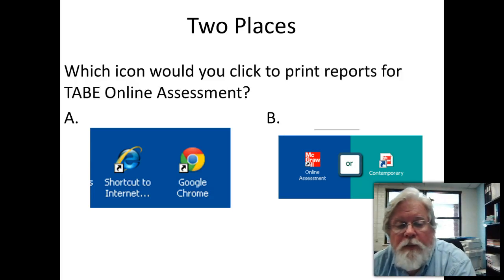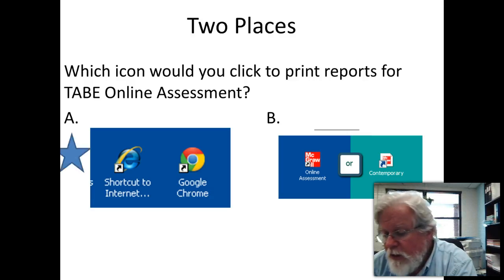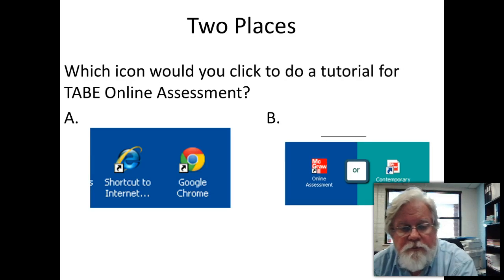oas.ctb.com. How about this? Which icon would you click to print reports for TABE online assessment? Okay, correct again. You're going to go on the internet. It's an administrative function to print out the test reports. Those two symbols in B are just for the students that are taking the test.